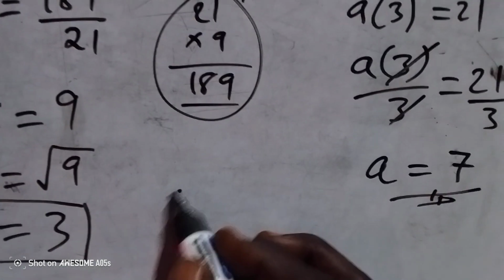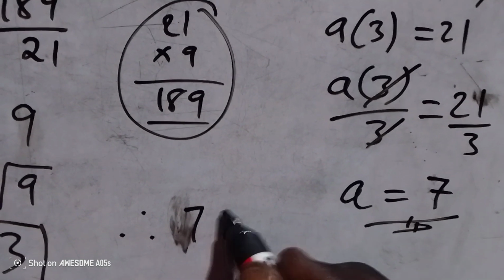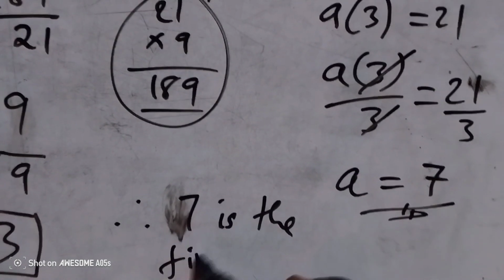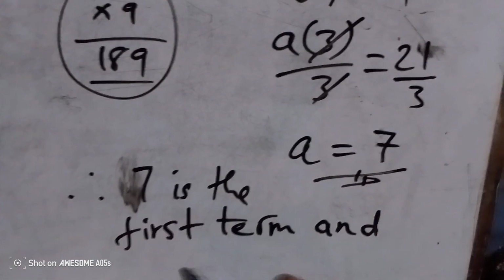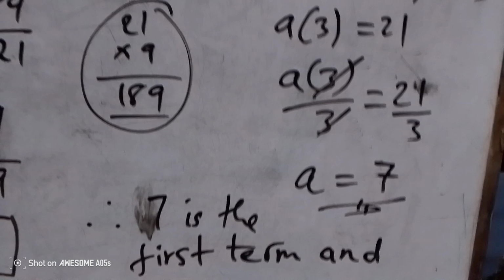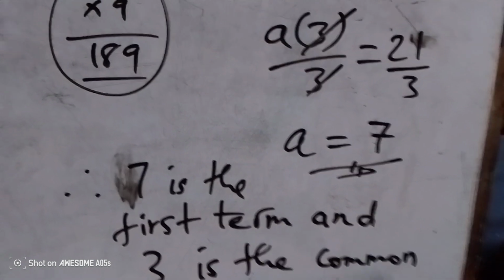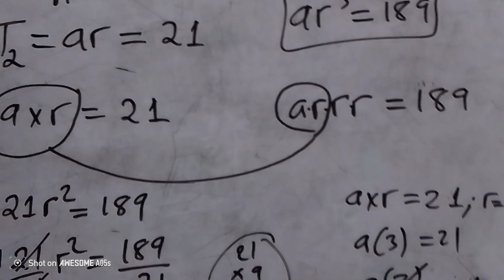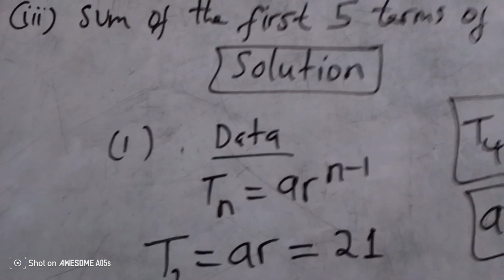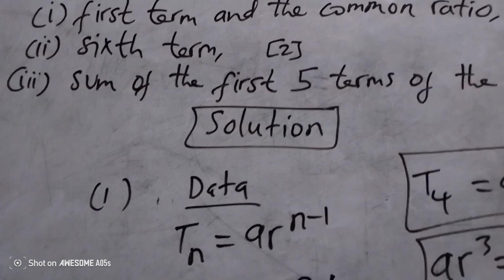I'll conclude here to say, therefore, 7 is the first term and 3 is the common ratio. So that is the conclusion that I can give on the first question. Let's go to the second question and find the 60th term.